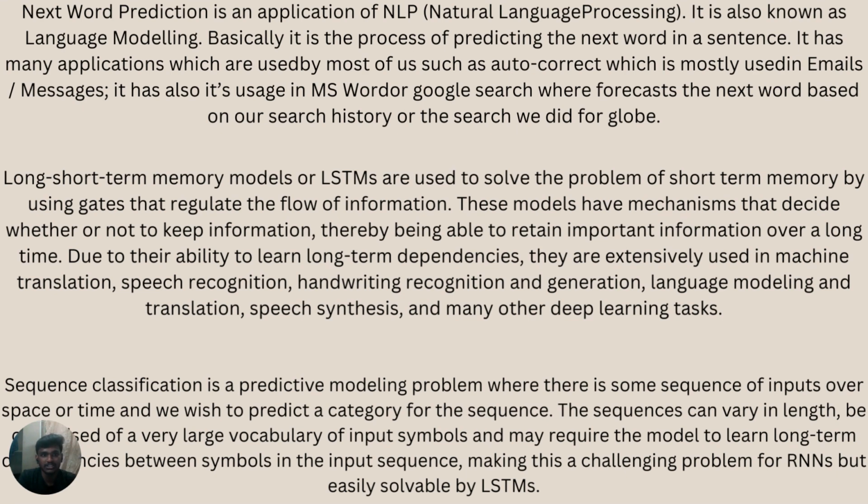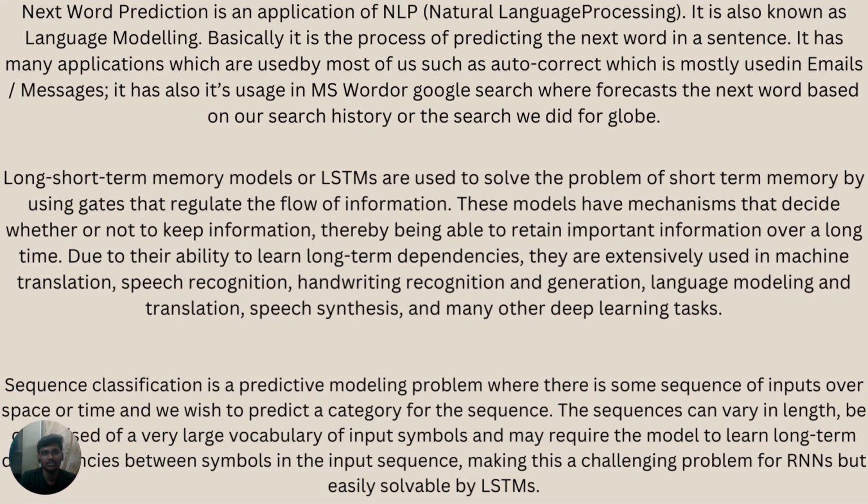Next word prediction is an application of NLP, natural language processing. It is also known as language modeling. Basically, it is the process of predicting the next word in a sentence. It has many applications which are used by most of us, such as autocorrect, which is mostly used in emails and messages. It also has usage in MS Word and Google search, where it forecasts the next word based on our search history or searches we did before.